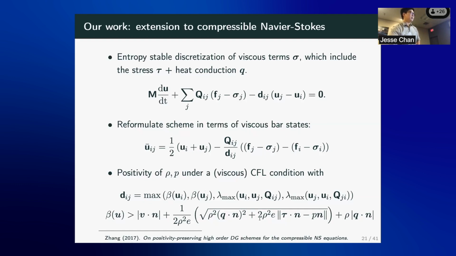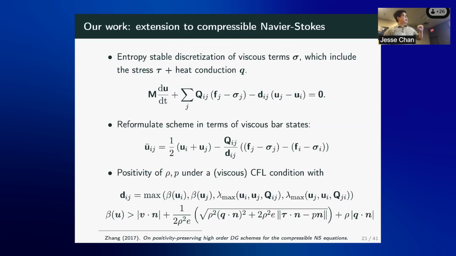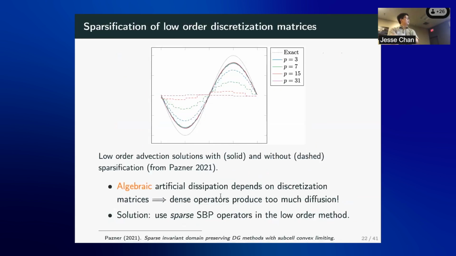It looks a little bit strange, but it basically just incorporates these viscous coefficients in a reasonable fashion and reduces down to just this lambda max coefficient if these viscous terms vanish. So with this, we can basically create a positivity-preserving low-order, first-order scheme for the compressible Navier-Stokes equations. But there's one more step to make this actually practical. And this is work that was done by Pazner in 2021, and it was to actually sparsify your discretization matrices.